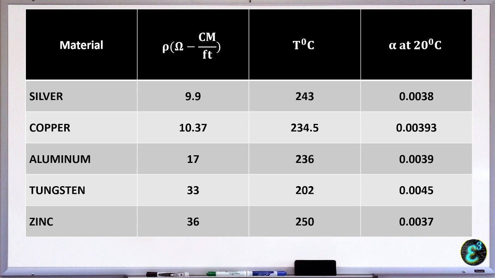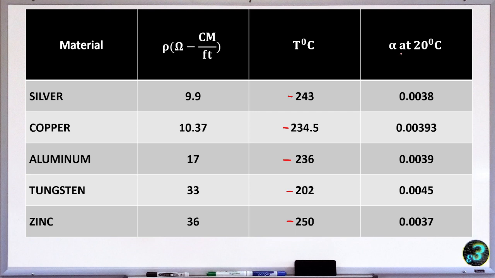No, so we have silver, so that is 9.9 ohm circular mil per feet. Its inferred temperature is 243 degrees Celsius. When we say 243 degrees Celsius, hindi po to siya yung positive. This is negative. No, all of these are negative degrees Celsius. No, because a certain material will become a superconductor at temperatures below zero. So ito lahat naka-negative degrees Celsius.